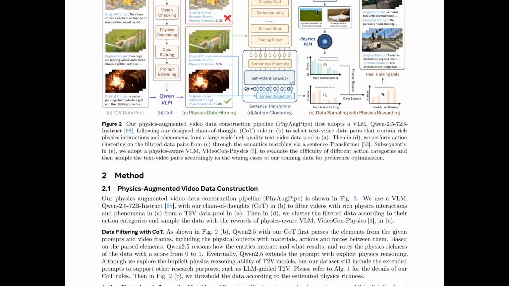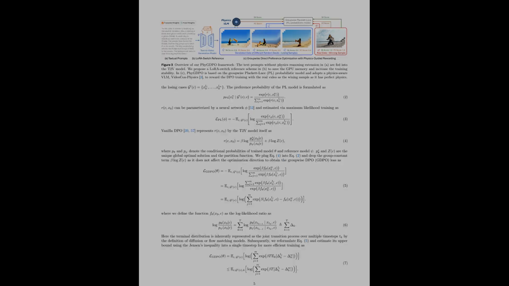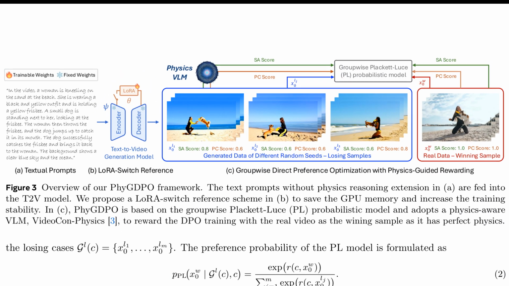Figure 2 details the data construction pipeline, called PhyAugustPipe. It begins on the left with a large pool of raw text-video pairs. A vision language model uses chain-of-thought reasoning to filter out cartoons, keeping only clips with rich physical phenomena like those in the green boxes. The middle section then clusters these clips into action categories. Finally, on the right, a physics-aware model scores the difficulty of these actions to prioritize the hardest scenarios for the training set.